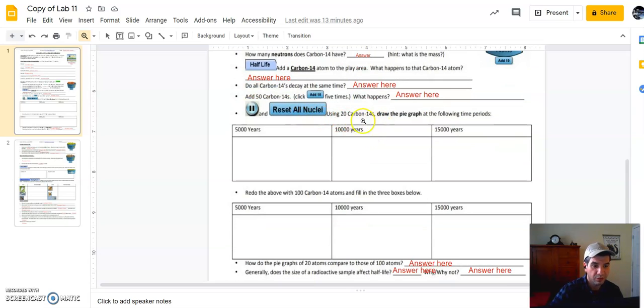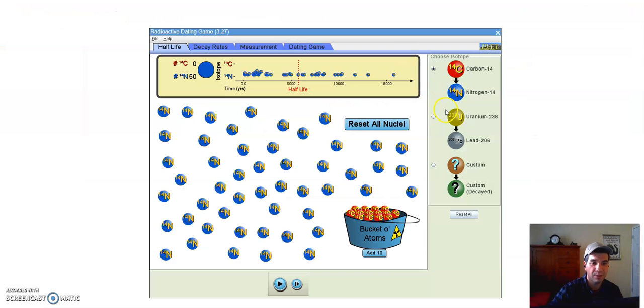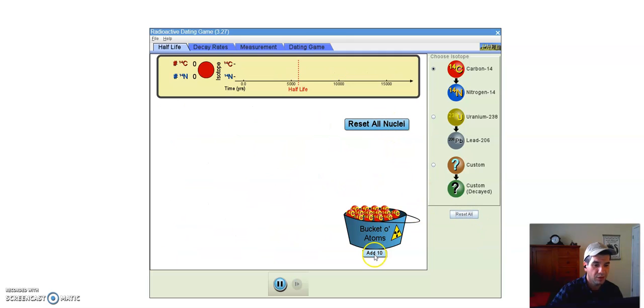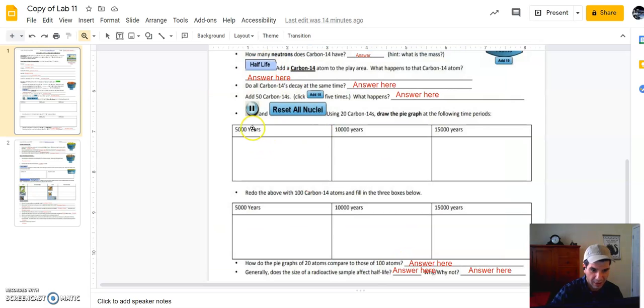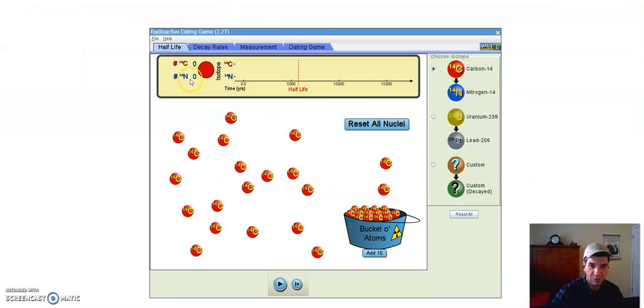Let's reset all nuclei. Using 20 carbon-14s, we're going to draw the pie graph for the following times. So let's reset all. Let's pause it, let's add 10, let's add 20. And we're going to draw the pie chart for 5,000 years. So here's the pie chart, and here's where we're going to stop at 5,000.